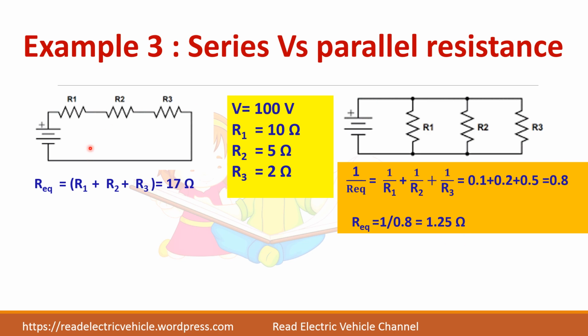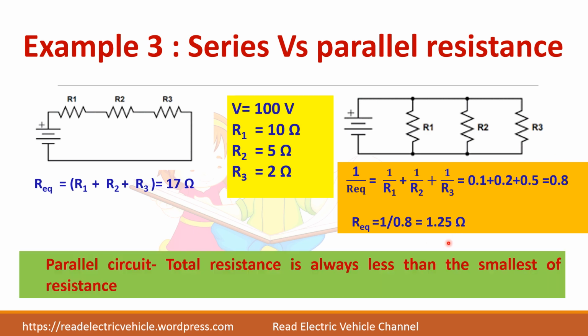You see here, when the resistances are in series, you have higher resistance. When you connect something in parallel, the resistance will get reduced. And you have to see one more thing. In this case, the total resistance is 1.25 ohms. You see here three resistances, 10 ohm, 5 ohm and 2 ohm. Which is the smallest resistance here? 2 ohms. So in a parallel circuit, the R equivalent will always be less than this 2 ohms.